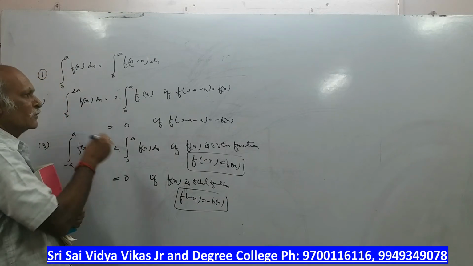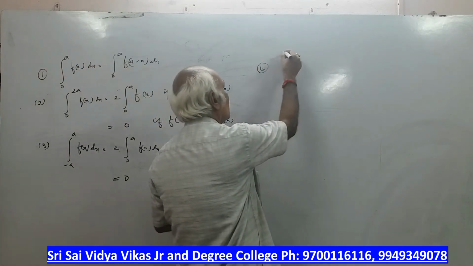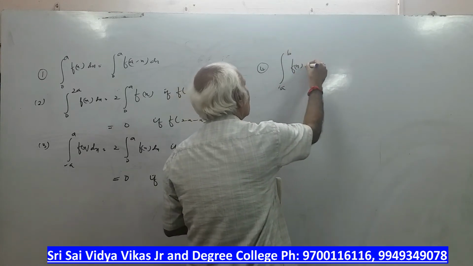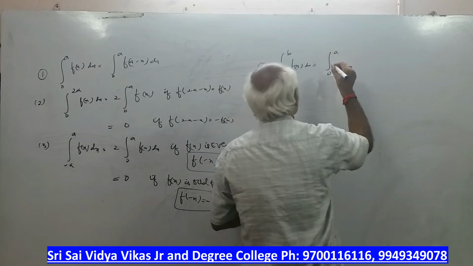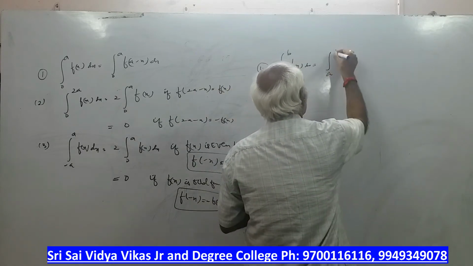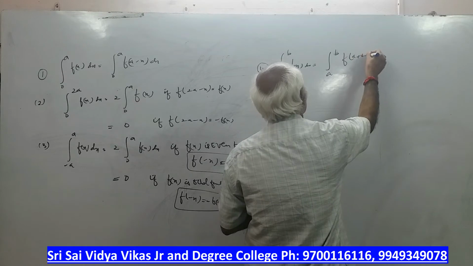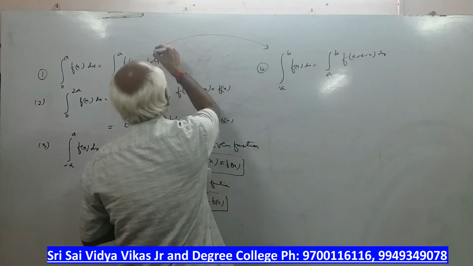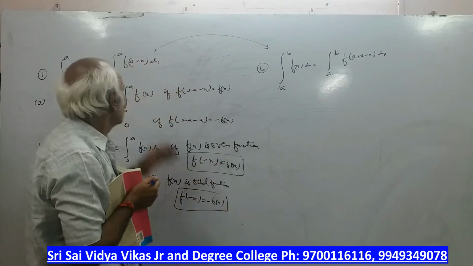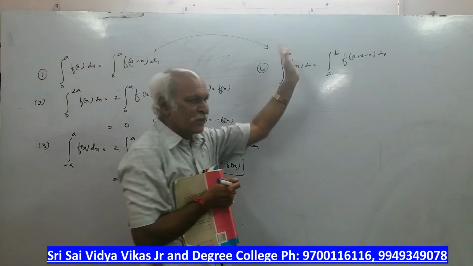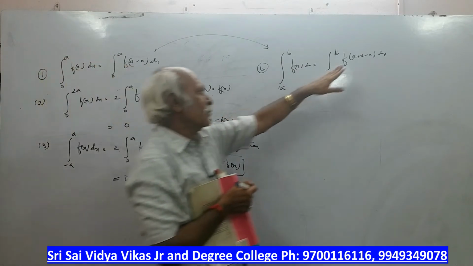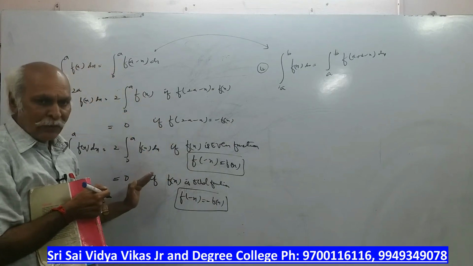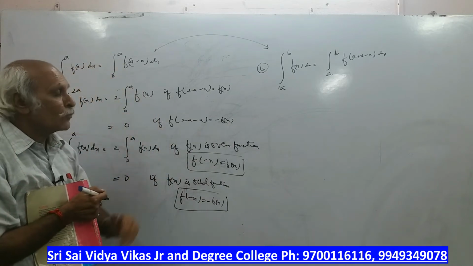So, these two formulas, and the last formula: the integral from a to b of f of x dx is equal to the integral from a to b of f of a plus b minus x dx. First and fourth are one and the same, because here 0 to a is there, and here a to b is there. Here a minus x is there, here a plus b minus x is there. So, both 1 and 4 are very, very important. We will be applying these formulas wherever required. These 4 formulas are very, very important.